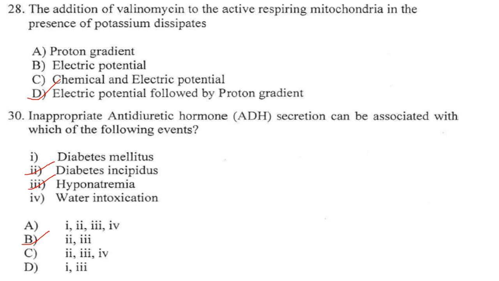Hyponatremia is a low level of sodium in your blood. It happens when your body makes excess amounts of ADH, and this causes your body to retain too much water. So diabetes insipidus and hyponatremia is the answer for inappropriate antidiuretic hormone secretion. So the answer is option 2, that is B, 2 and 3.